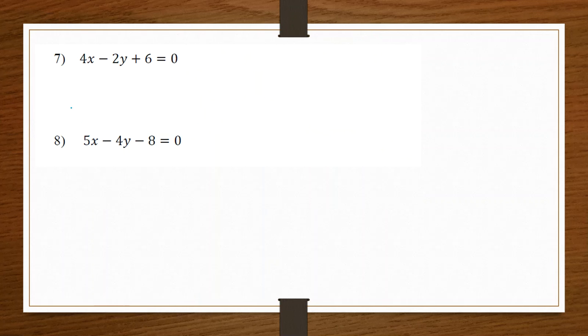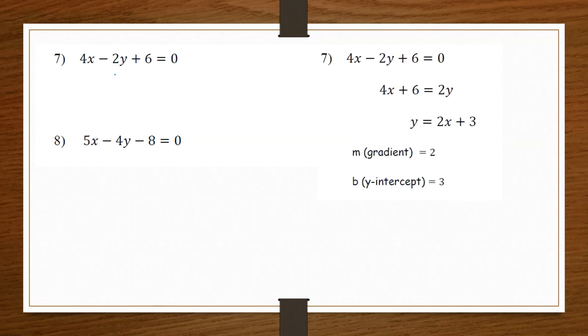Questions 7 and 8, again, pause the video and you can check your work. This is a minus 2y, so I would move the 2y over to this side. So if you look over here, the minus 2y, add 2y to both sides, and then divide by 2. So 4 divided by 2 is 2, which is our gradient. 6 divided by 2 is 3, which is our y-intercept.